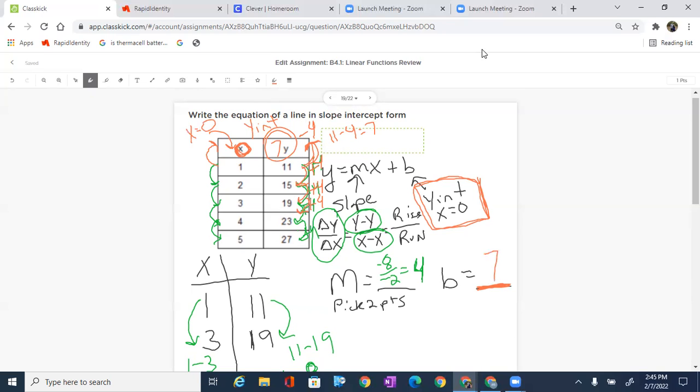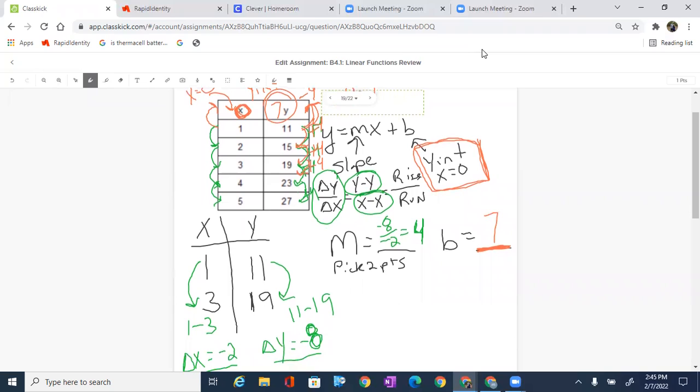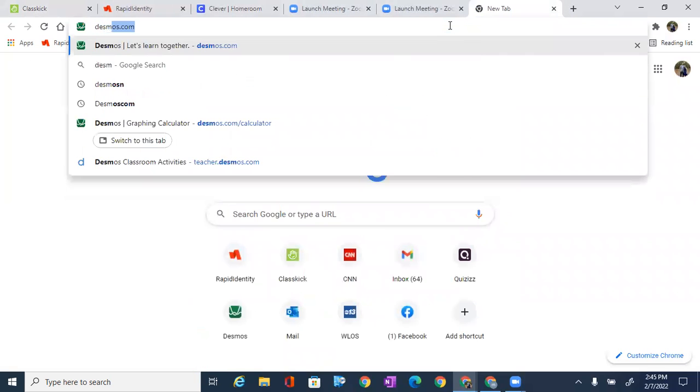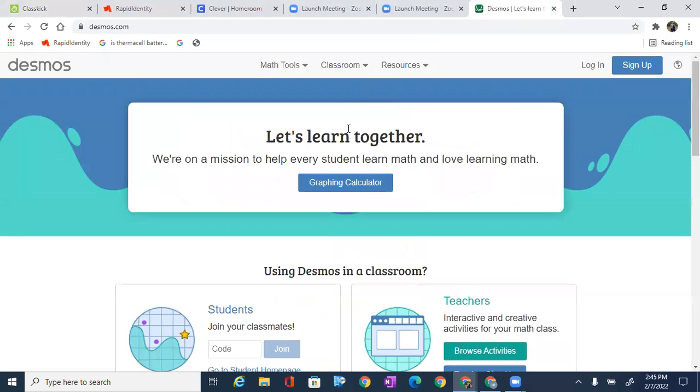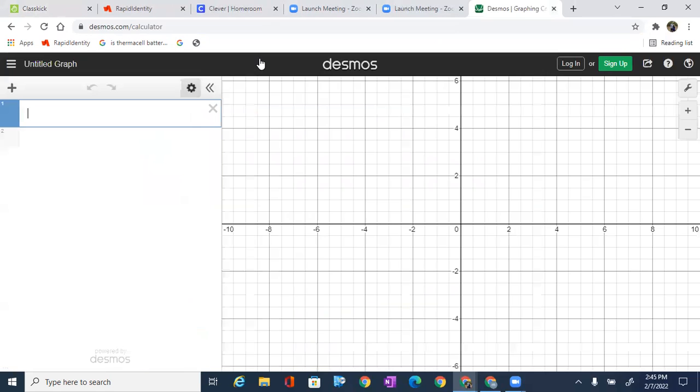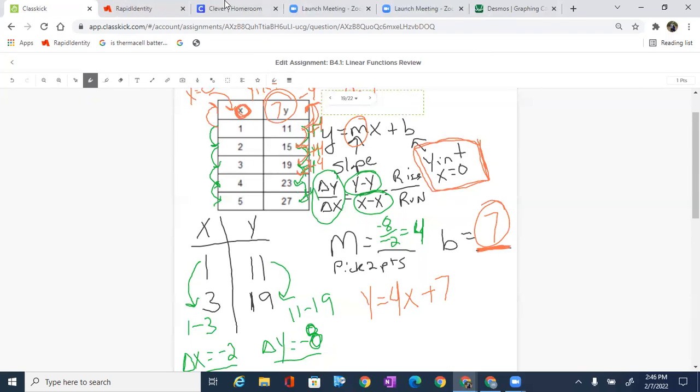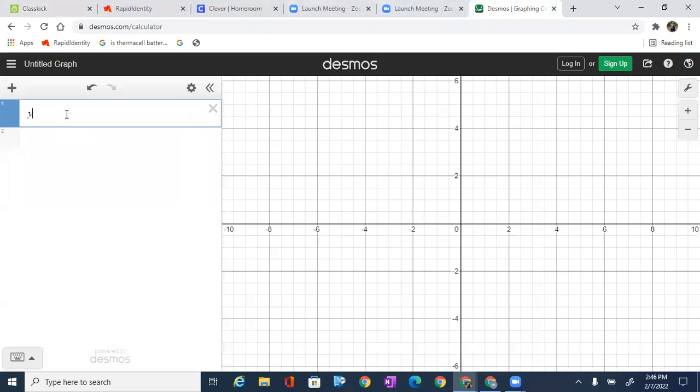Now we're going to write our equation of the line, and that is simply saying y equals, we insert our slope, which is 4, we put an x, and then we add the y-intercept, which is +7. Now we can go ahead and check this, and I love to check things, you know how I am. So I'm going to go to Desmos and type in the equation I came up with, which is y equals 4x plus 7.